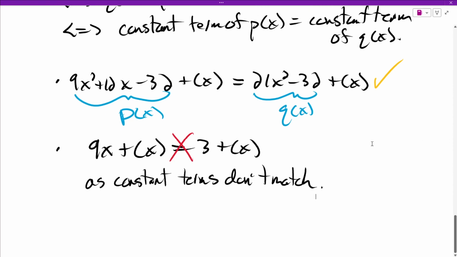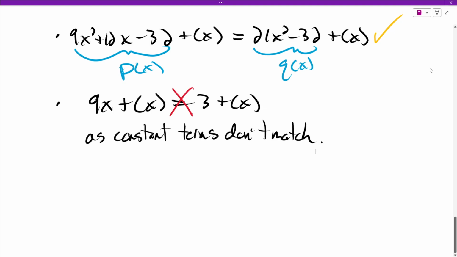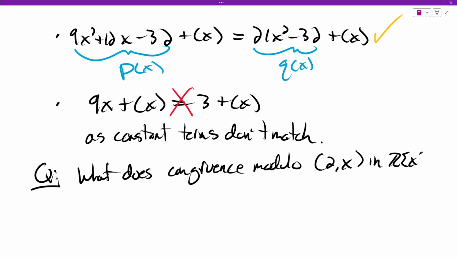So something that you could think about is we also had a certain ideal in the last section. So a question for you to think about is, what does congruence modulo the ideal generated by 2 and x in Z adjoin x mean? Namely, if I were to give you two polynomials, how would you be able to instantly tell if they were congruent modulo this ideal?